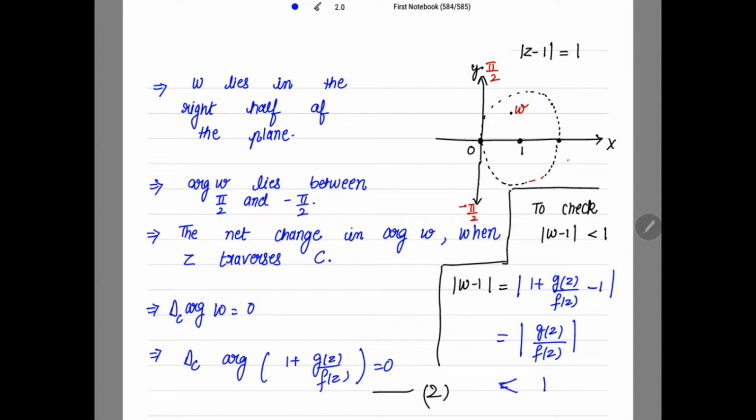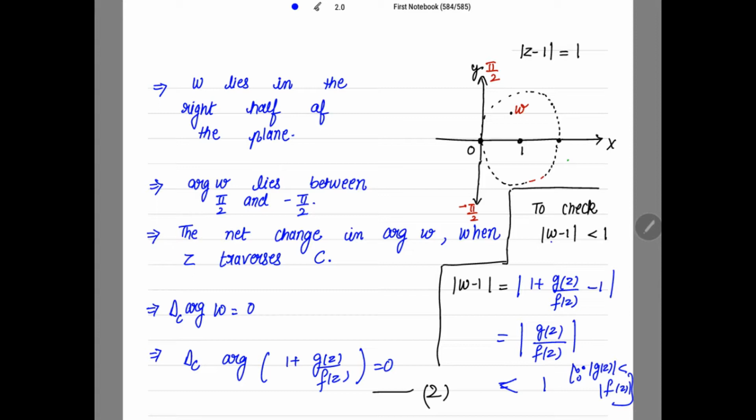Because it is given that mod of gz is strictly less than mod of fz. So if you take this mod of fz in the denominator of mod of gz, you get this mod to be less than 1, which means mod of w minus 1 is less than 1, which means this w point lies inside the circle.